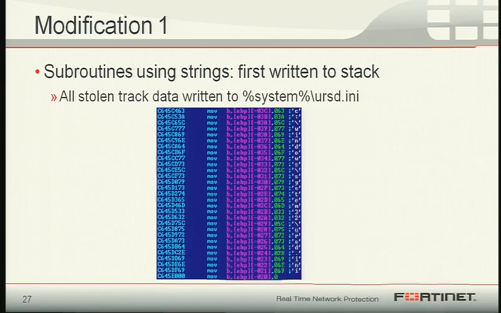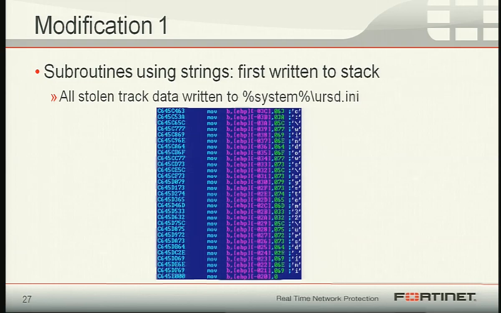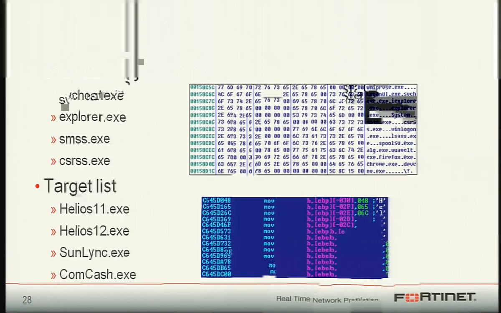So the first modification is that any subroutines that use sysstrings will have the characters written to the stack. The example you see on the screen is ursd.ini, which will contain any of the stolen track data collected by Misto.